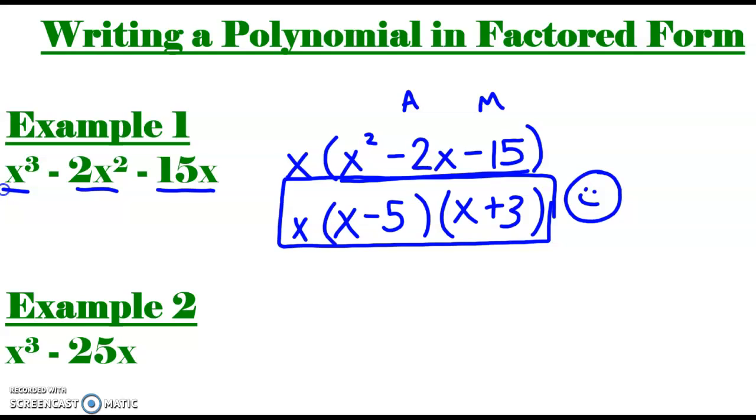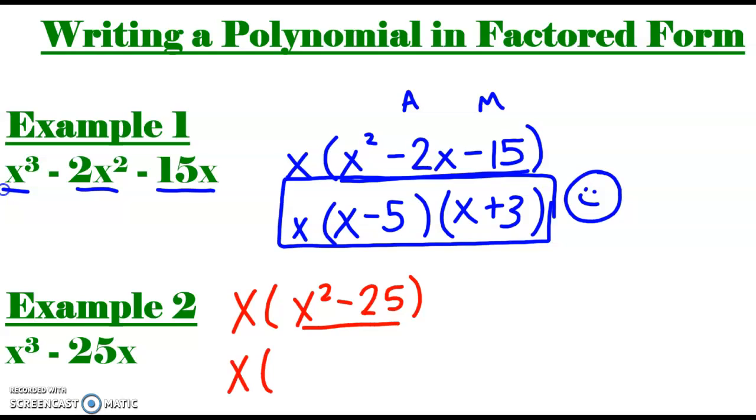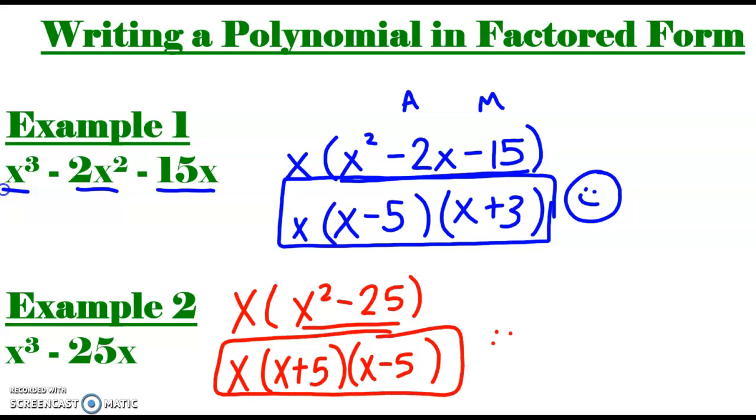Number 2, greatest common factor is x, leaving inside x squared minus 25. That leaves us a difference of two squares. We have x on the outside, difference of two squares, two binomials. There we go, x plus 5, x minus 5. So once again, we can see now our degree 3 is giving us three factors.